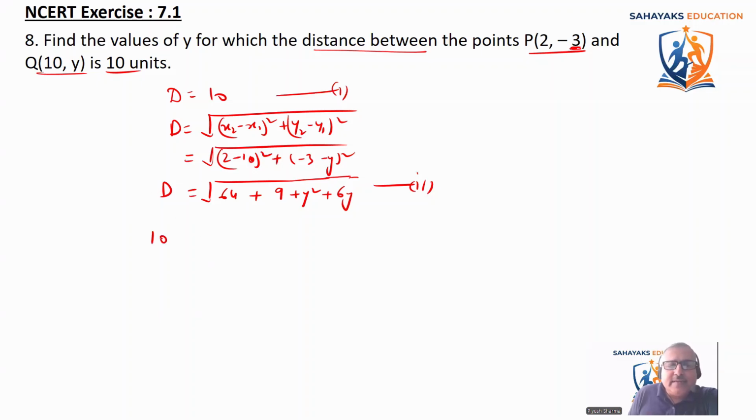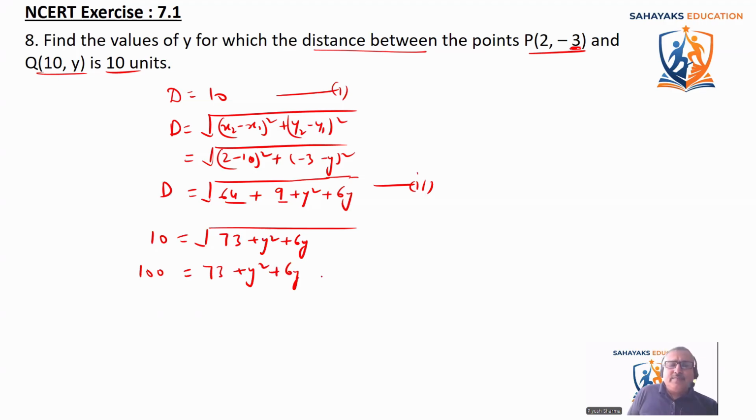So this 10 is equal to 64 plus 9. What is 64 plus 9? 73. So 73 plus y square plus 6y. Now, squaring both sides, it will become 100 is equal to 73 plus y square plus 6y. Now, it is becoming a quadratic equation.